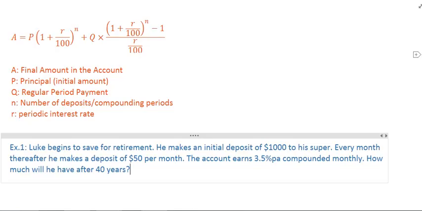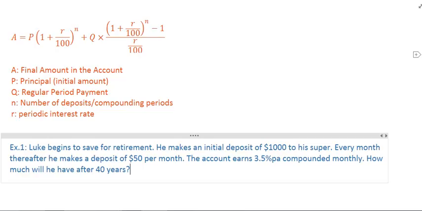Now that's pretty minimal. Generally you will be expecting to make a much larger deposit than that if you're going monthly, but just a toy example here. The account earns 3.5% per annum compounded monthly. How much will he have after 40 years?